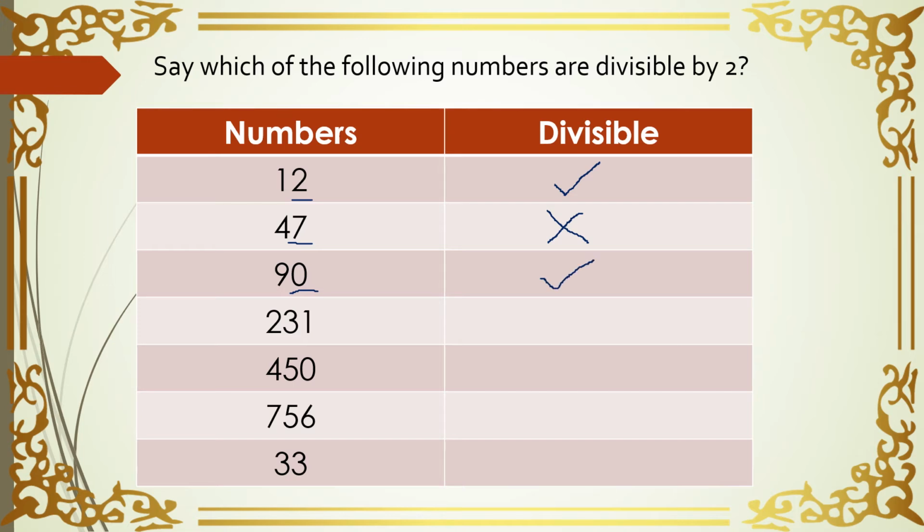Next is 231. The unit place mein hai 1. So this number is not divisible by 2. Okay. Next is 450. Again you will look at the units place. The unit place has 0. So it will be divisible by 2. 756, the last digit has 6. It is an even number, so it will be divisible by 2. The last number that we have is 33. The unit place has an odd number, that is 3. So it will not be divisible by 2.